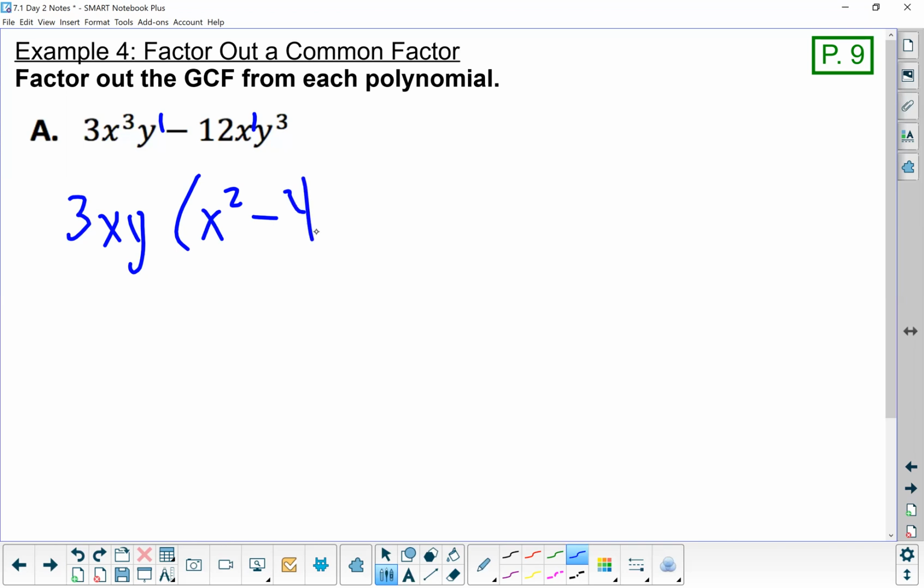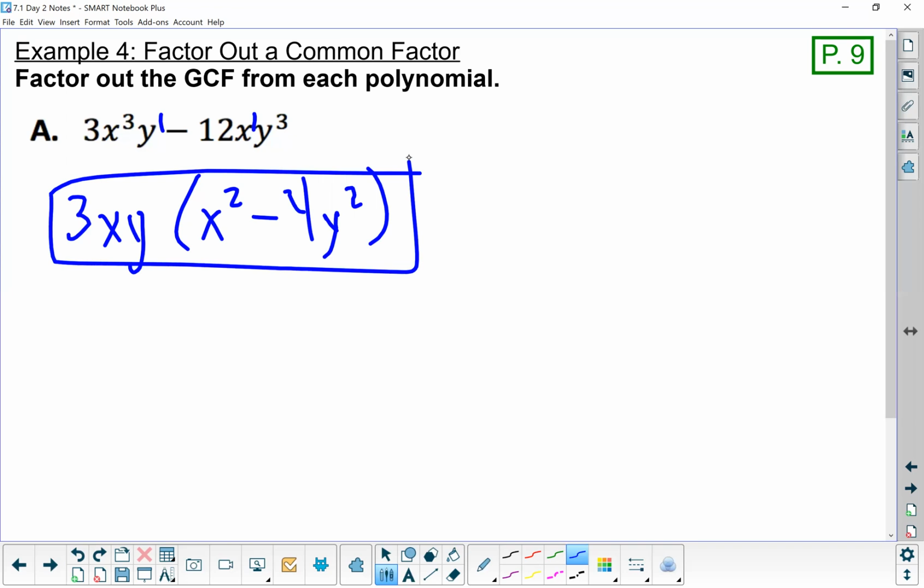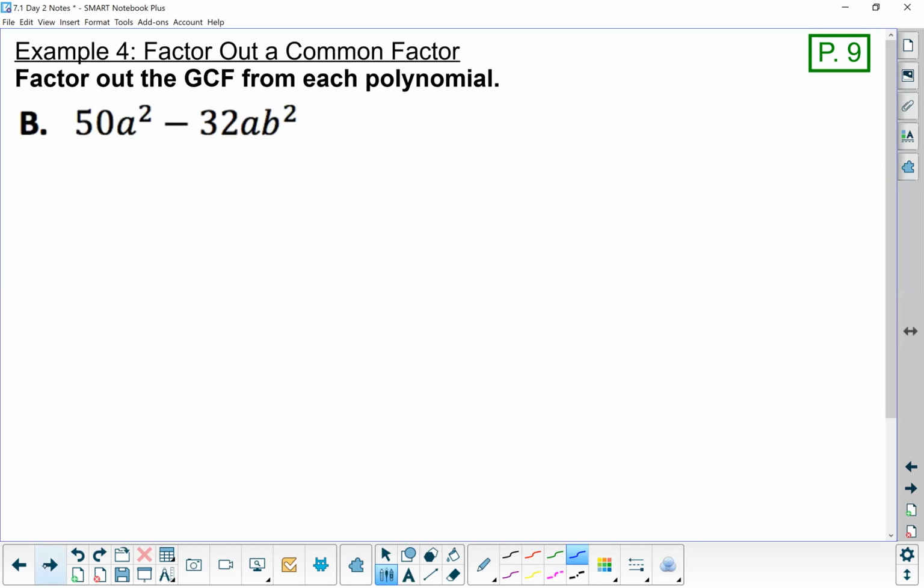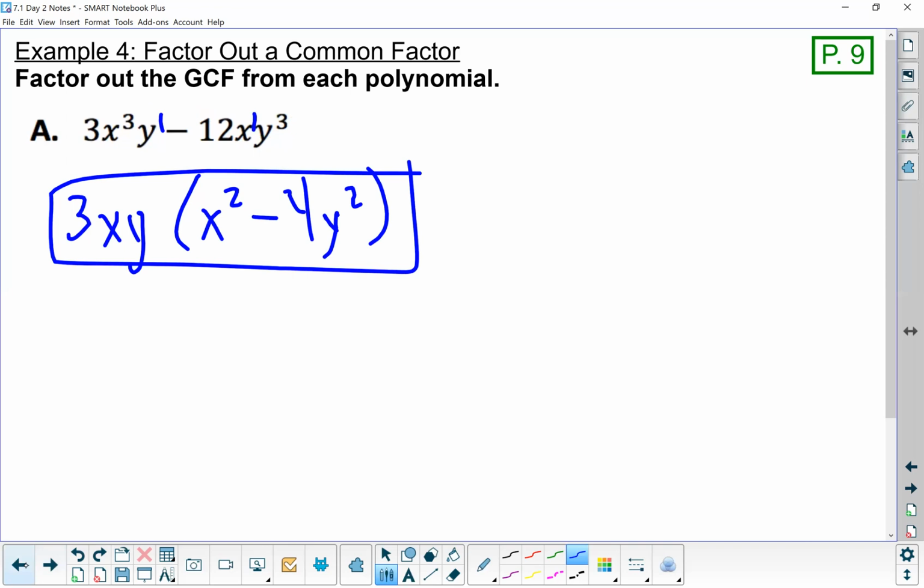I had an x, but I factored it out. I have y cubed, but I factored out one of the y's, which leaves me with y to the second. All right, I should leave that one up there. Okay on that one. Makes sense. Move to the next one.